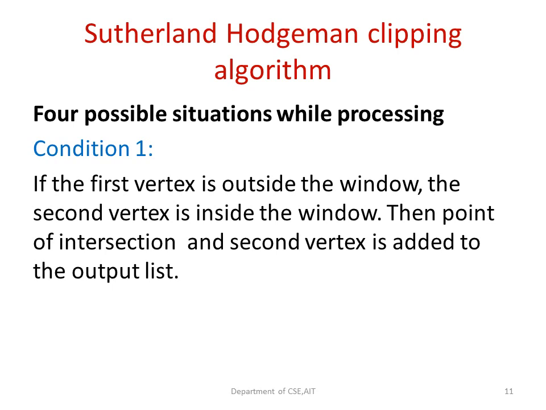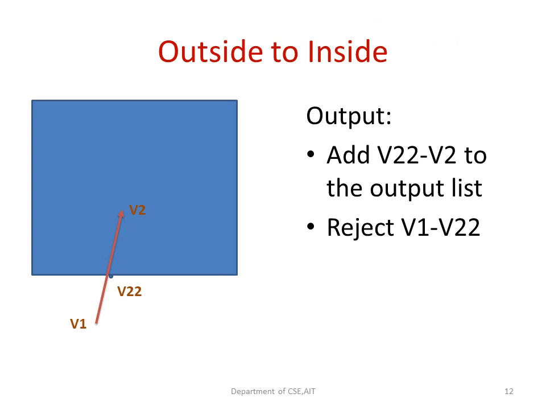In the Sutherland-Hodgman clipping algorithm, we will be considering four situations. The first one is, if the first vertex is outside the window and the second vertex is inside the window, then I am going to add the point of intersection and the second vertex to the output list. You can look at this picture over here. I am having a vertex V1, I have another vertex V2. These are connected by one line, and I have the intersection point as V22. Because this edge is moving from outside to inside, we are going to take the output as the intersection point V22 and the inner point, that is V2. These 2 points are considered.